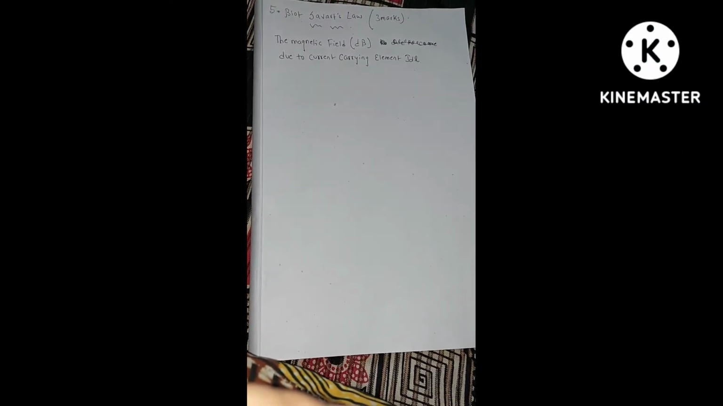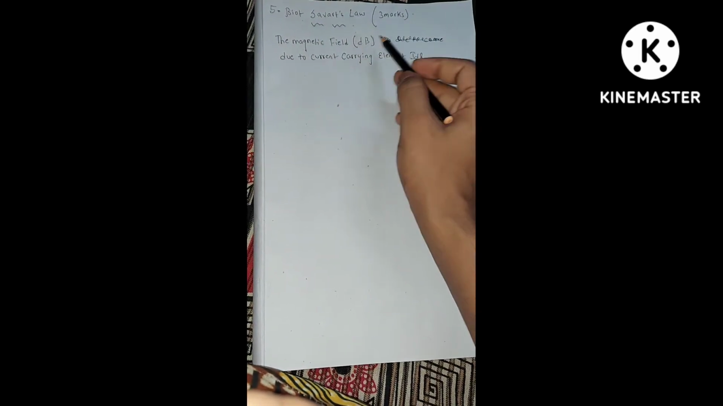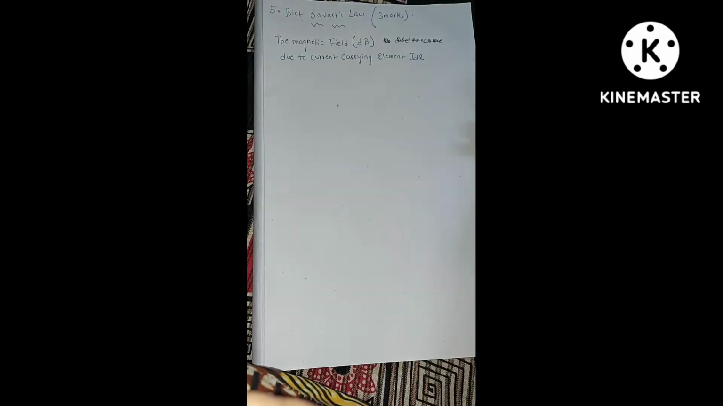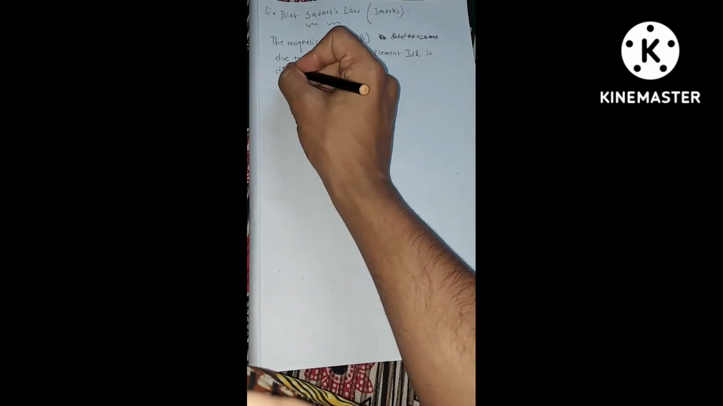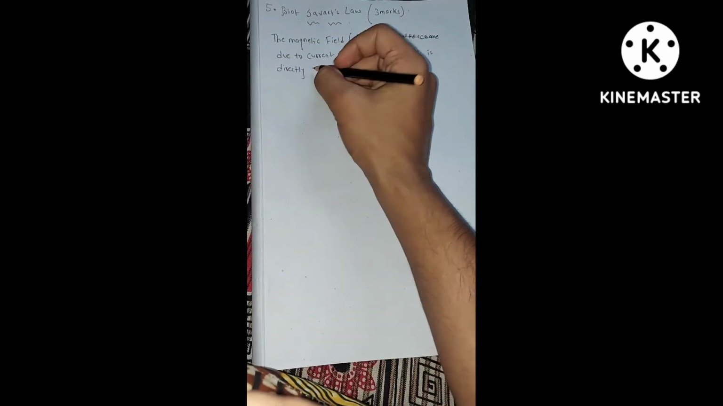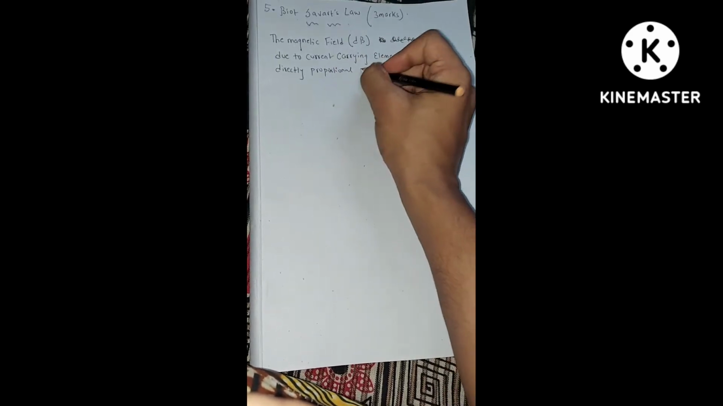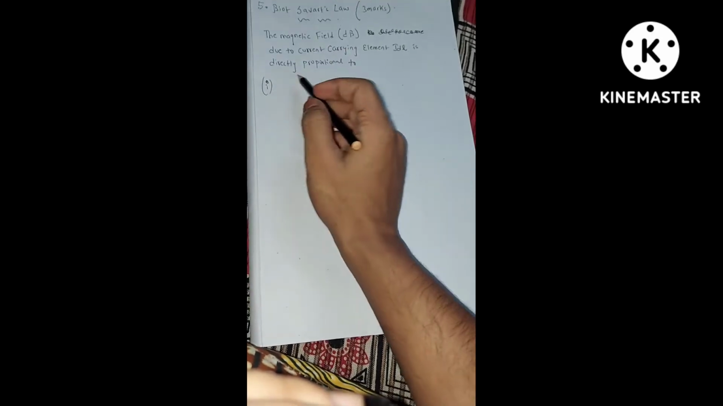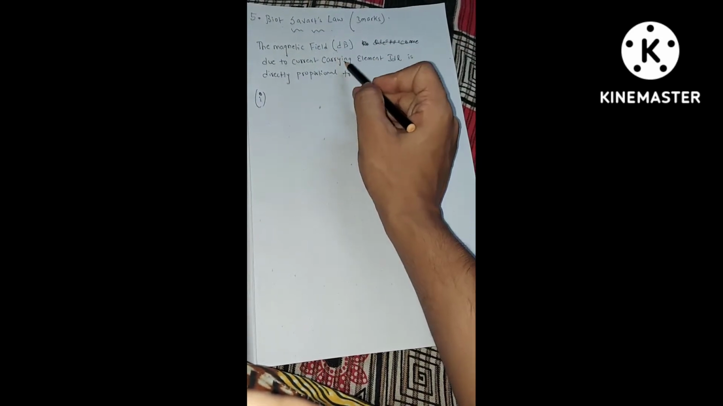So the next most important question is Biot-Savart's law. Biot-Savart's law states that the magnetic field due to a current carrying element IDL is directly proportional to point 1, which is directly proportional to it. So this magnetic field is due to some current carrying element.